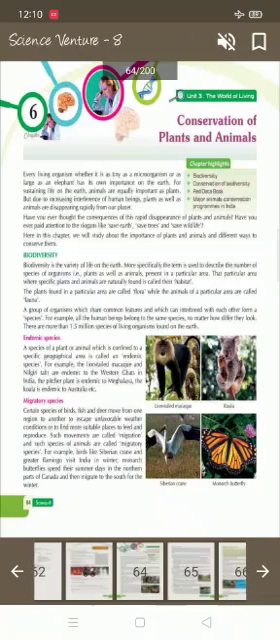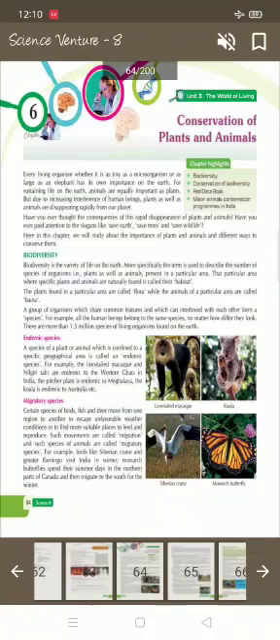A group of organisms which share common features and which can interbreed with each other form a species. For example, all human beings belong to the same species no matter how different they look. There are more than 1.5 million species of living organisms found on the earth.